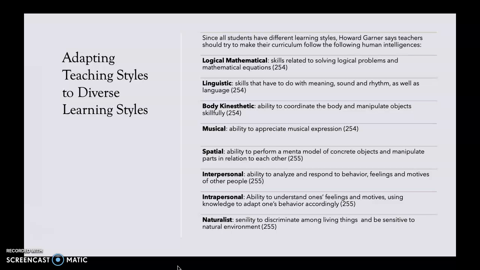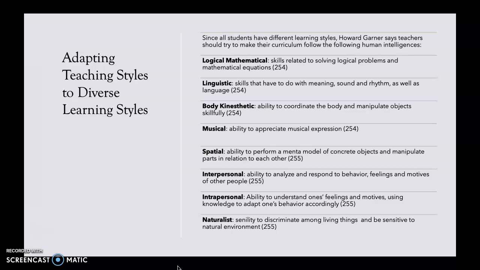Spatial, which is the ability to perform a mental model of concrete objects and manipulate parts in relation to each other. Then interpersonal, which is the ability to analyze and respond to the behavior, feelings, and motives of other people. Then intrapersonal, which is the ability to understand one's feelings and motives, using knowledge to adapt one's behavior accordingly. And then there's also naturalist, which is the ability to discriminate among living things and be sensitive to the natural environment.